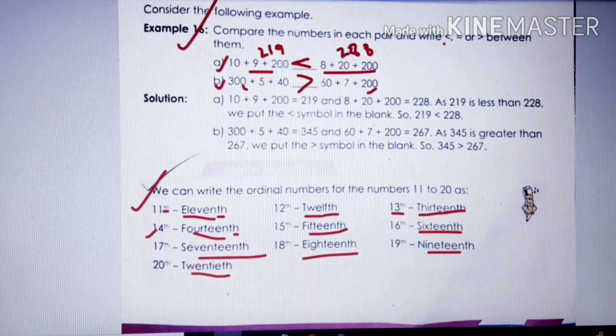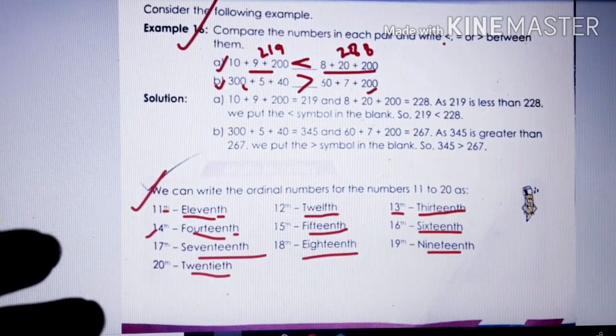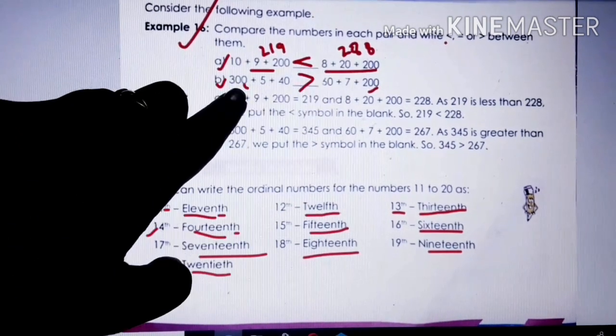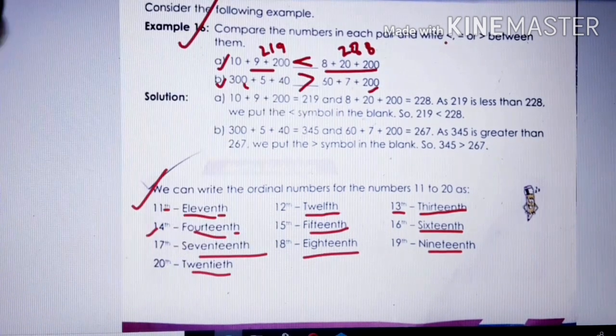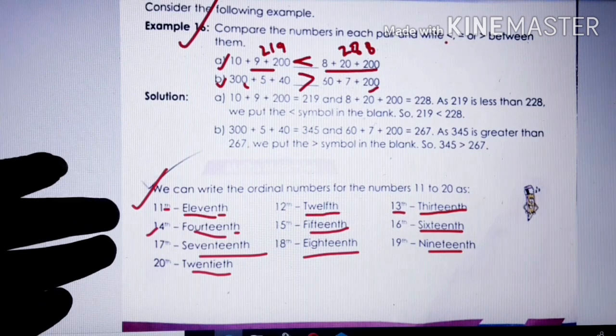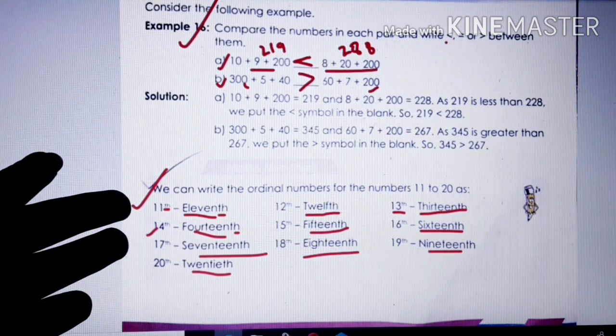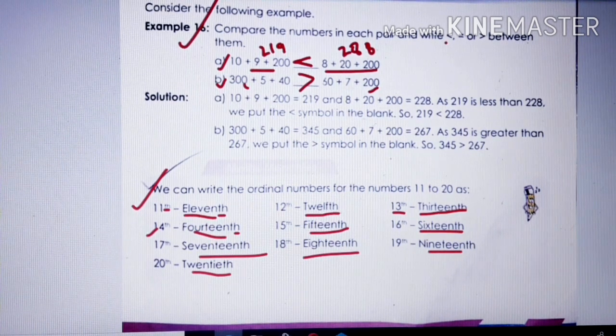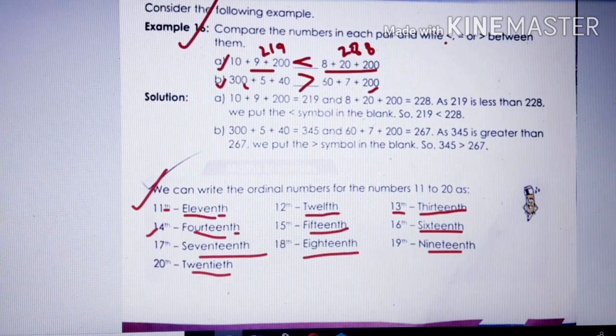So children, what we have done today: we have done comparing numbers, how to compare the numbers. Ascending and descending orders we have revised again, and we have also done comparing the numbers in the case of expanded form. Okay, and then we have also studied your ordinal numbers from 11th to 20th. So you practice all this at home, children, and drill time you can practice at home. We'll do it in the next class.